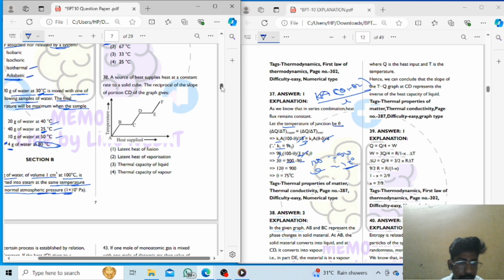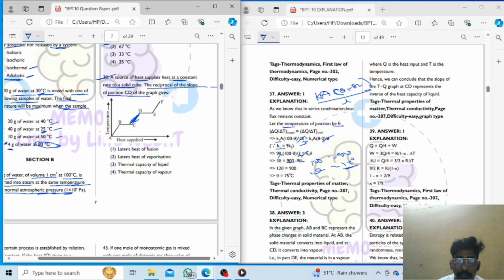Question number 38. A source of heat supplies heat at a constant rate to a solid. The reciprocal of the slope of the portion CD of the graph gives: reciprocal of the slope of portion CD of the graph. Okay, question number 38, we have to explain this. So this is a temperature versus heat supplied graph.